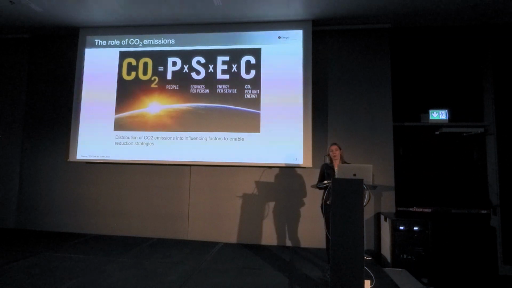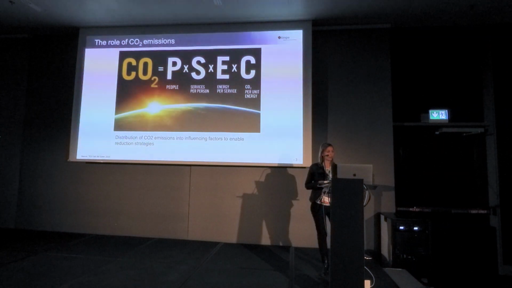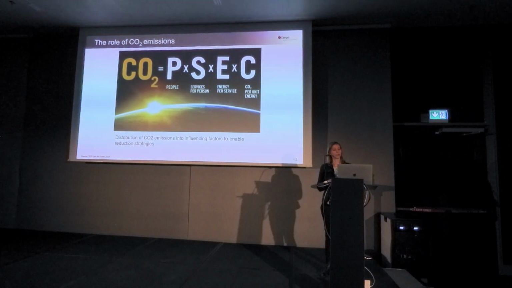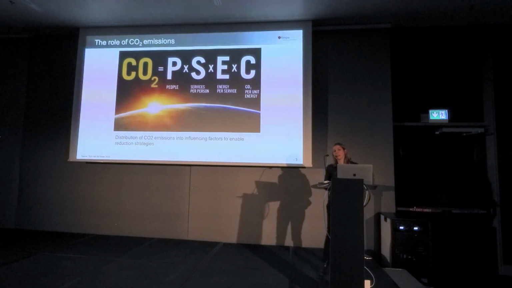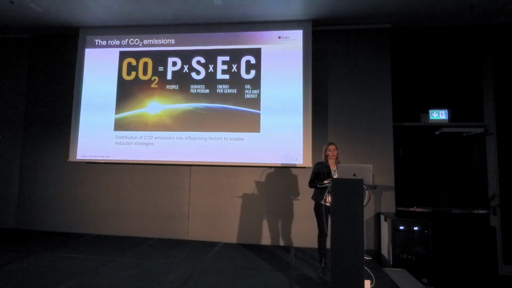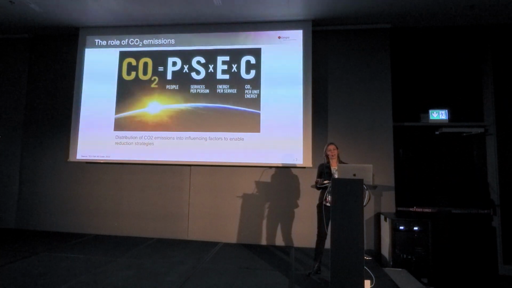Let me start with the CO2 emissions. What role the CO2 emissions play is shown by quite a famous equation, which was already used by the IPCC, which shows the effects of certain factors on the total CO2 emissions. The overall goal is that we have to bring that CO2 down to zero, which means one of these factors has to come down to zero. Let us go through these factors quickly.